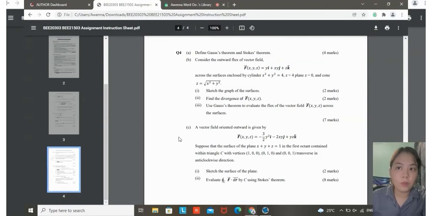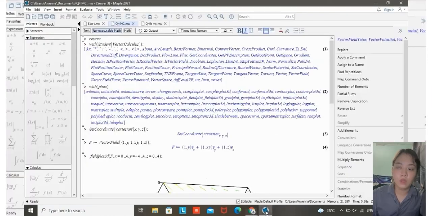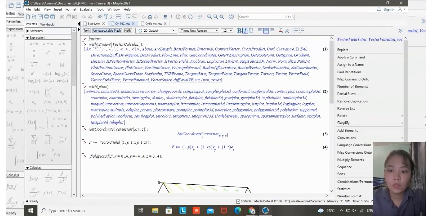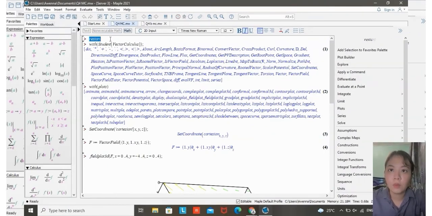So the first problem that we'll be solving is question 4b, where we will need to find the divergence of xyz, and to use Gauss theorem to evaluate the flux of the vector field across the surface. By using the Maple software, the first function that I'll be using is the restart function, where we clear the previous data so that it will not interfere with the data that we'll be using now.